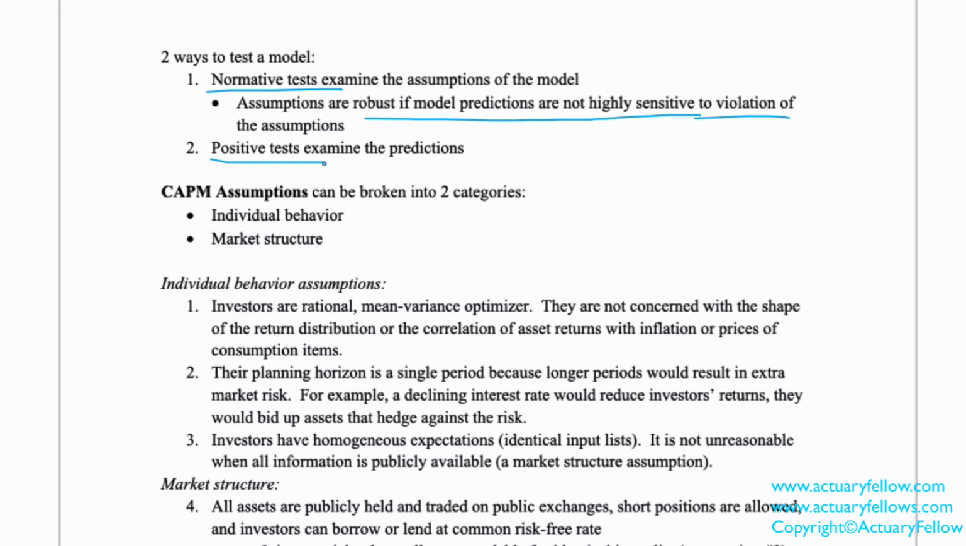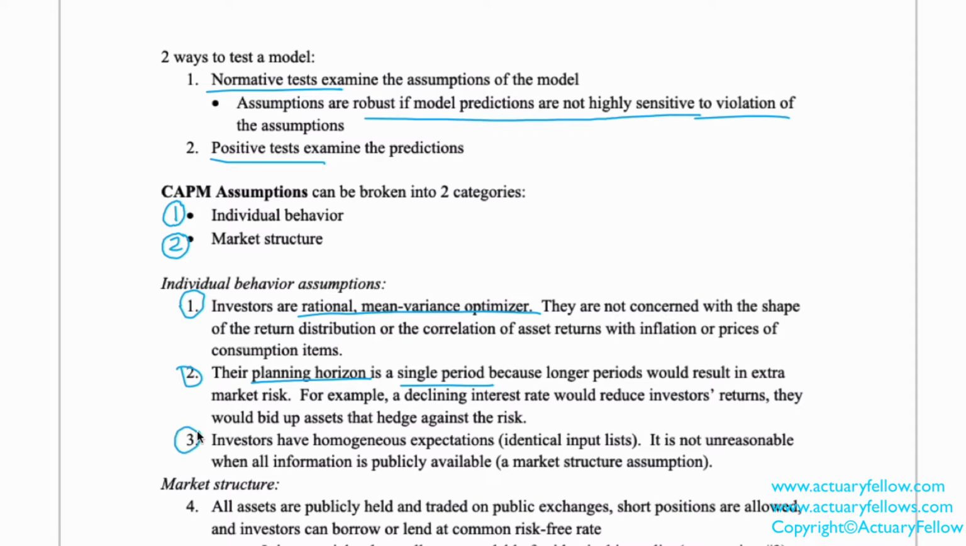CAPM assumptions fall under two broad categories: individual behavior and market structure. The first assumption: investors are rational, mean-variance optimizers using the Markowitz model. They don't care about what the return distribution looks like or the correlation of returns with inflation. The second assumption: the planning horizon is a single period. Longer periods would result in extra market risk. For example, a declining interest rate would reduce returns. Investors would build up assets that hedge against interest rate risk.